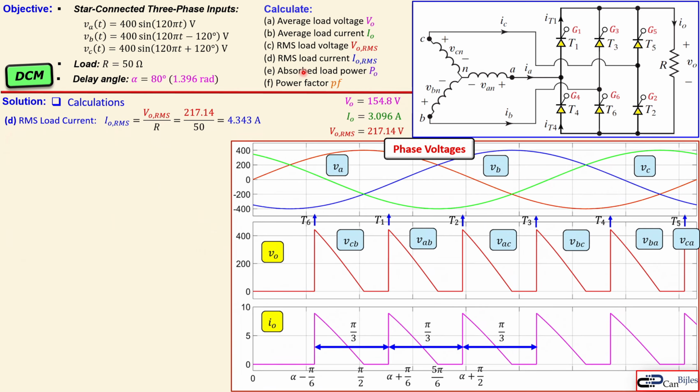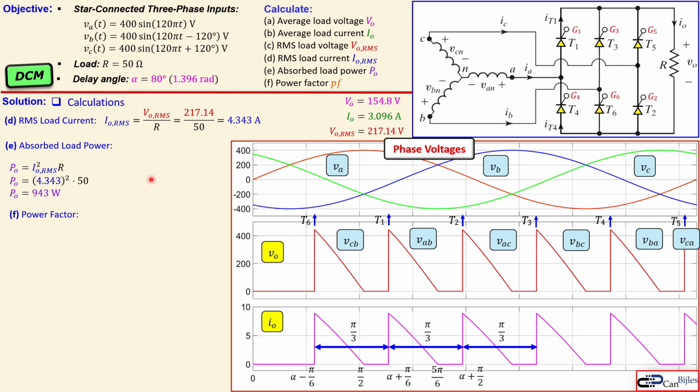Next one is about the absorbed load power. So let's go for that. And for that we can use this formula. The absorbed load power is the RMS load current, that's from question D, squared times the resistor. In this case, we have already that from question D times the 50, and that will result in 943 watts.